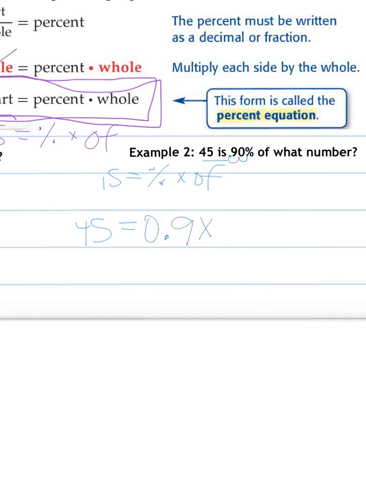And then of what number? That's where we put our variable in. So I'm using some y. Okay, now to get y by itself, I divide both sides by 9/10. So 45 divided by 9/10, y equals 50. Okay?